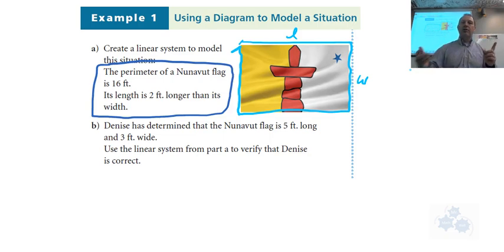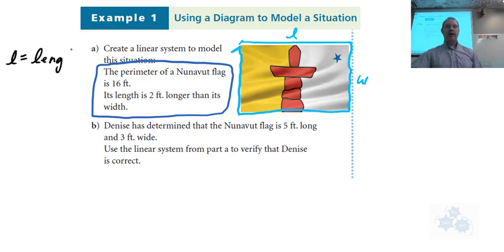What are the variables that we're going to use? I kind of already gave you a hint here, right? Basically, we're looking for what is the length and what is the width that fit this criteria. So let's let L equal length of the flag and W equal width.